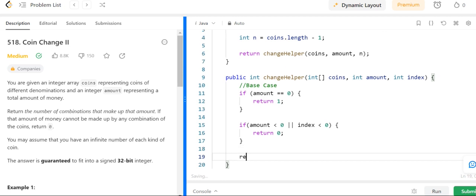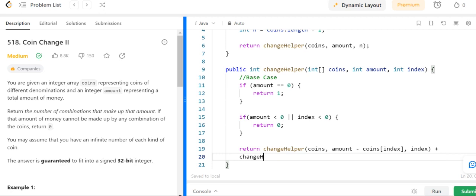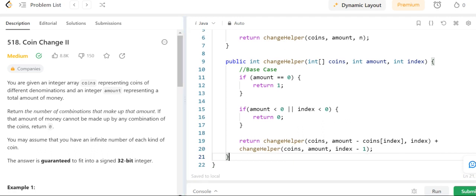And then I'm going to do include and exclude. Okay, so first I'm going to do include. So when I do include, I need to subtract from the amount. So coins of index, because I'm including the coin at that index. Index stays as it is since I can reuse the coin. Plus exclude. Exclude will be coins. My amount is not changed, but I need to decrement the index because I'm excluding that coin. And that's it. So small.